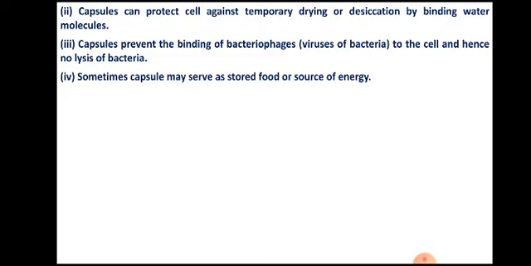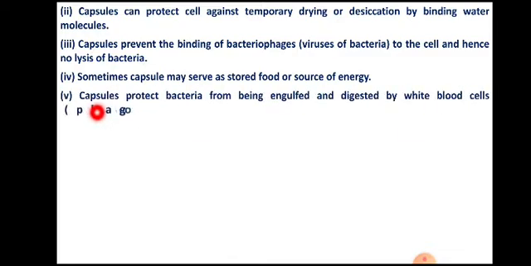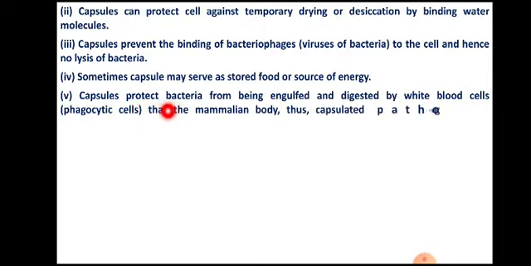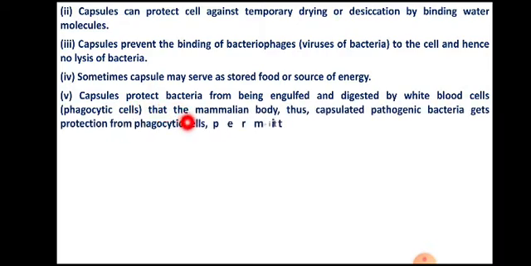In some cases, as capsular material is made up of polymer, it may serve as a stored food or source of energy. Again, the capsules protect bacteria from the phagocytic cells which are present in our body, in a mammal's body. The capsule protects bacteria from being phagocytosed, or engulfed and digested, by white blood cells, which are called phagocytic cells, which we have learned in the last semester.